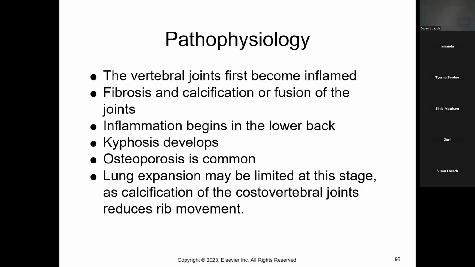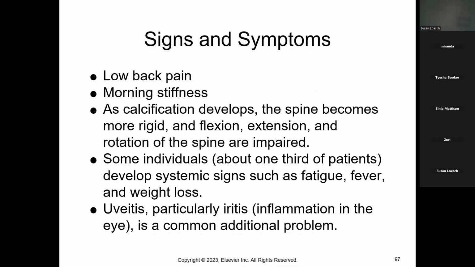Lung expansion is limited because of calcification of the costovertebral joints and the reduction in rib movement. So that's another thing that is also affecting the breathing here. Signs and symptoms are going to be low back pain, morning stiffness. Pain is worse when lying down. It can radiate into the legs. It can feel something like sciatica pain. Usually the pain is relieved when they get up and start to move around, walk a little bit, do mild exercise.